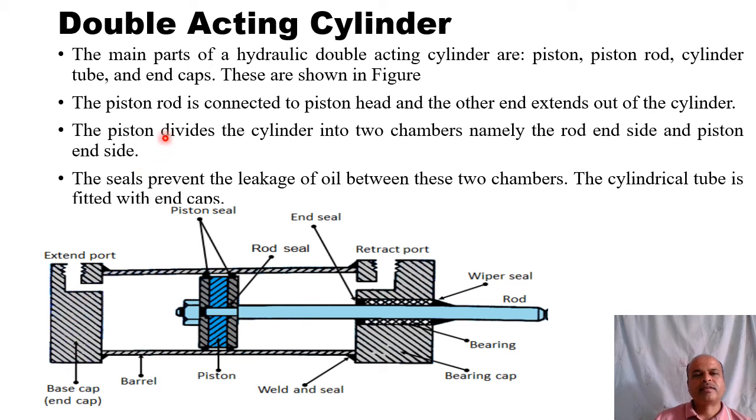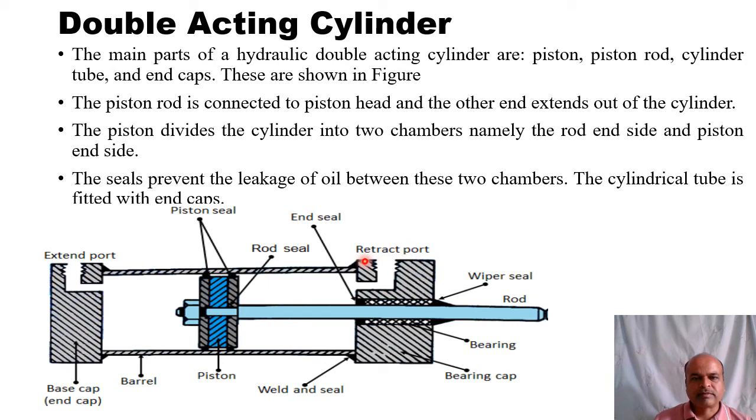Okay, the piston rod is connected to the piston head and the other end extends out of the cylinder. The piston divides the cylinder into two chambers, namely the rod end side and piston end side. The seal prevents the leakage of oil between these two chambers. The cylindrical tube is fitted with end caps.